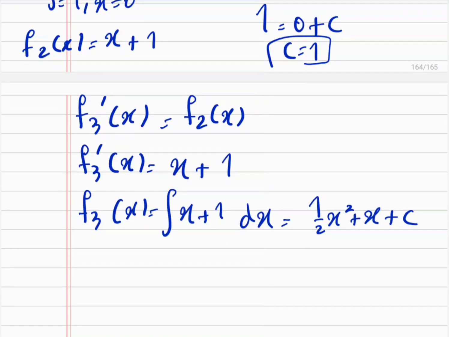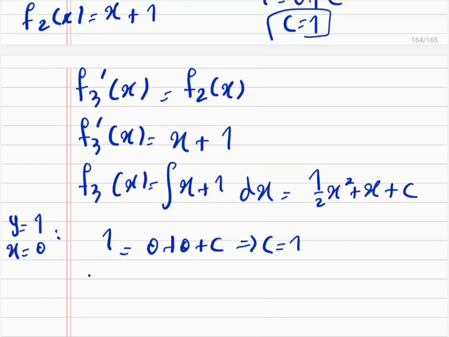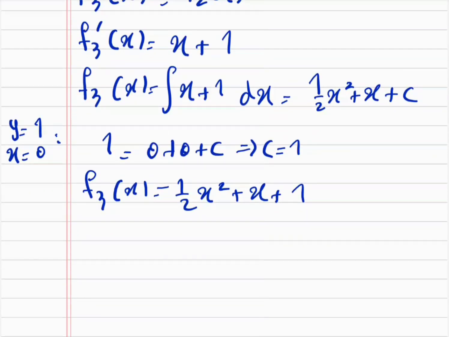For finding c, once again we substitute the point x equal to 0 and y equal to 1. So we have 1 is equal to 0 plus 0 plus c, so c is again 1. So f3(x) is equal to half x squared plus x plus 1. And finally, we find f4(x).